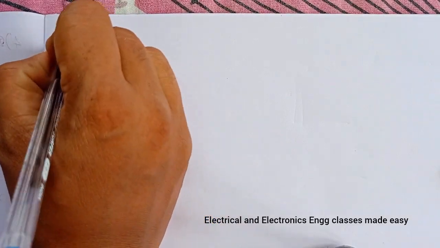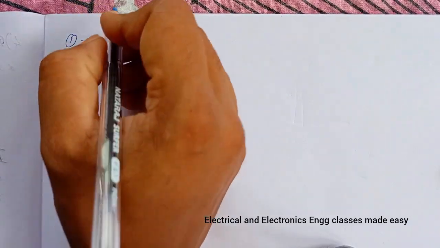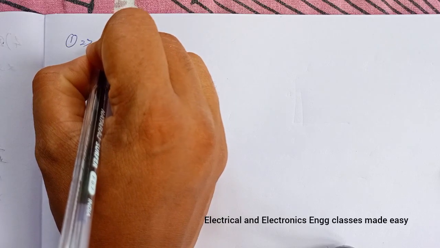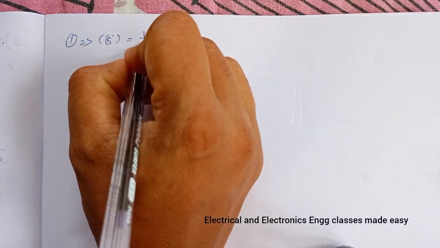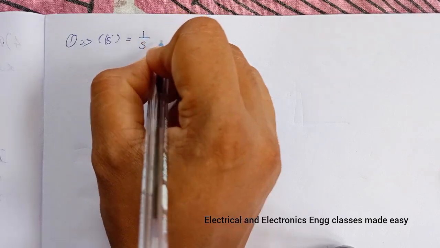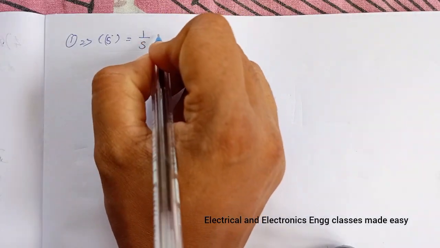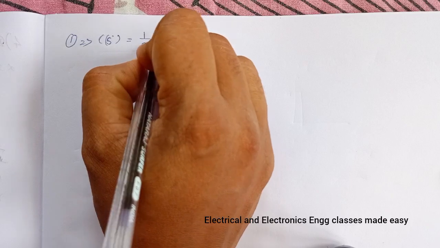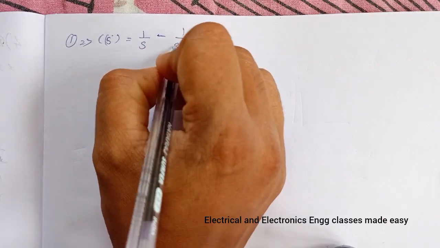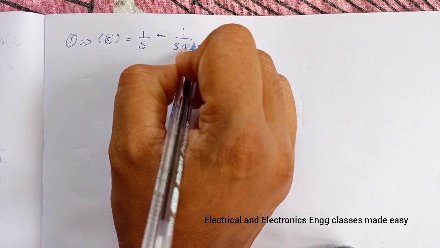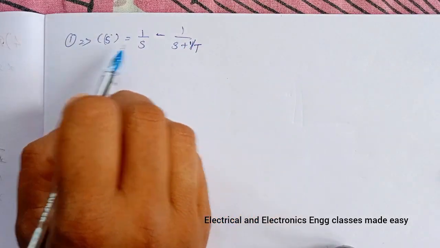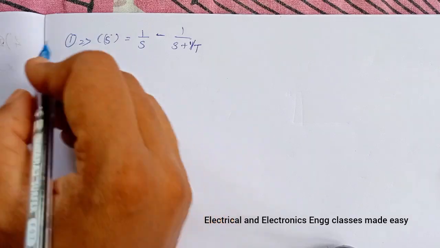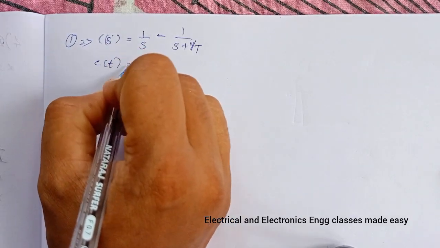So we get, from equation 1, C of s equal to 1 divided by s. The value of A is 1, so 1 divided by s, then plus B, so minus 1 divided by s plus 1 by T. So this is C of s. Now we have to find the value of C of t.